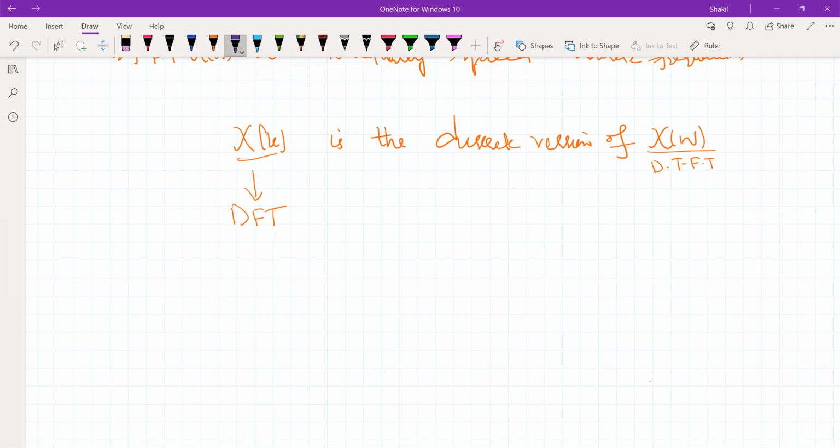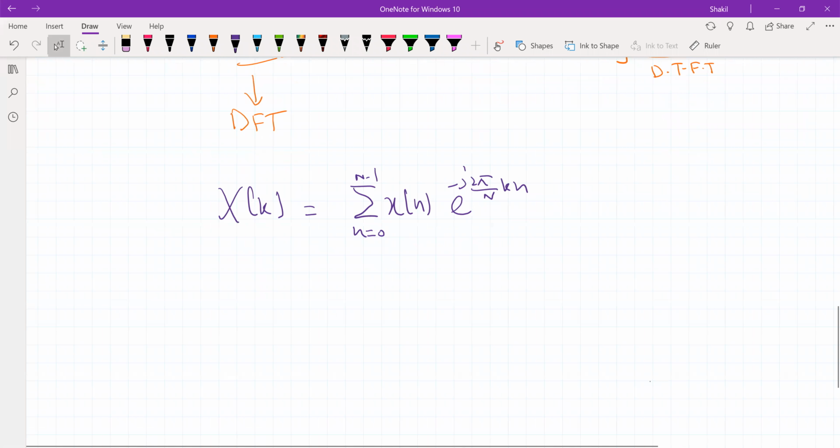So in short, remember this: the discrete Fourier transform expression is X of k equals the summation, n running from 0 to N minus 1, of x of n e to the power of minus j 2 pi by N k n. And this is the discrete Fourier transform.